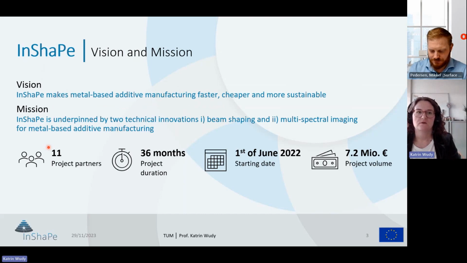So I will start with a short introduction on the InShaPe project and explain to you the vision and the mission. What we would like to do in InShaPe is to make metal-based additive manufacturing faster, cheaper, and more sustainable. We are mainly focusing on the powder bed fusion process with metals, and the project is underpinned by two technical innovations. The first one is the beam shaping unit and the light engine, which we will talk about later, and the second part is multispectral imaging to get a better understanding of absolute temperature development during the powder bed fusion process by using different beam shapes.